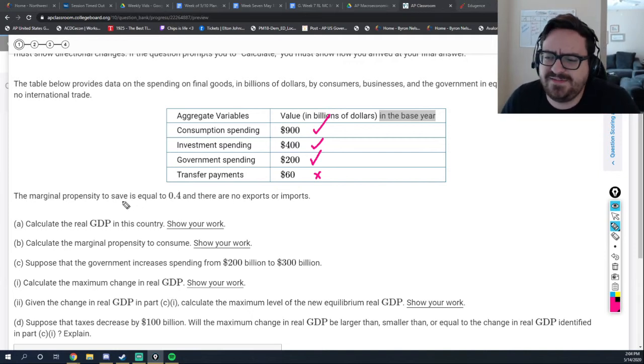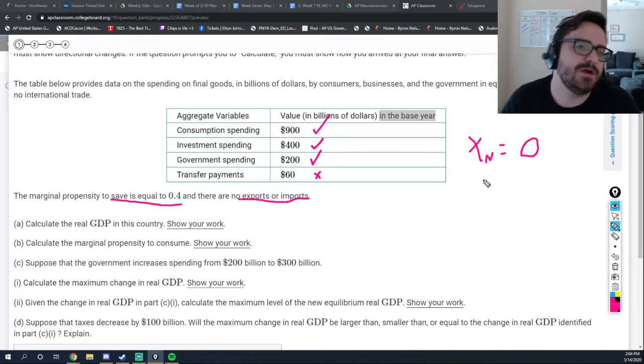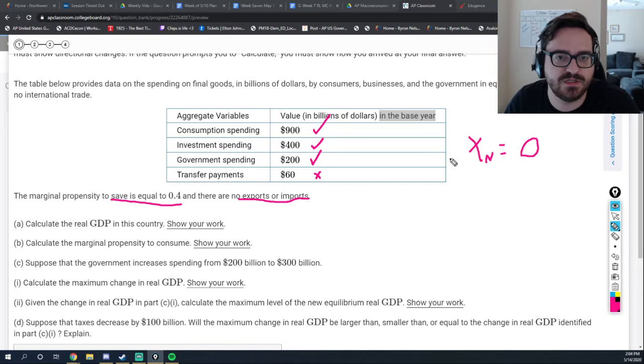And then it also tells me that the MPS is 0.4 and that there are no exports or imports. So let's just say that XN equals 0. There's no net exports, which is fine. It just makes the formula for GDP a little bit easier. So MPS is 0.4. That just tells me, okay, the multiplier stuff's going to come into play here at some point. And there's no imports or exports, so don't worry about that.